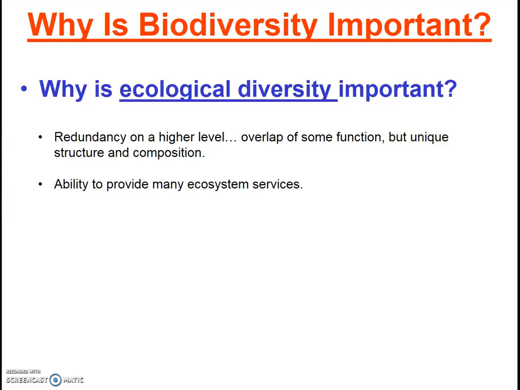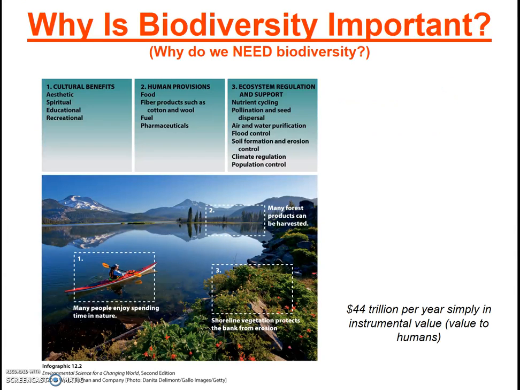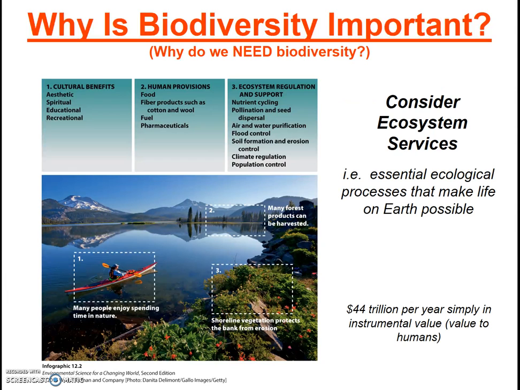Also, each of these different forests may provide slightly different ecosystem services. Let's look at ecosystem services. Here's your textbook definition: essential ecological processes that make life on Earth possible. And then let's check out infographic 12.2, that breaks down these ecosystem services into 3 categories. First, cultural benefits. Reading through that list, you can say that these benefits are really hard to put a monetary value on. However, that does not diminish their importance.